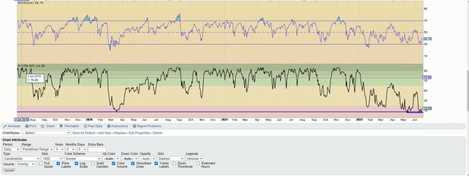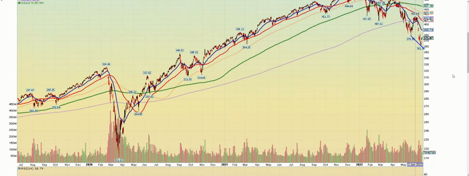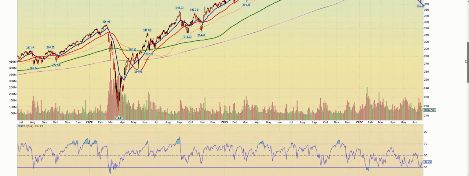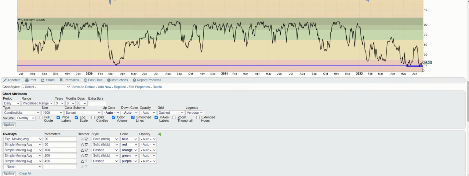But what did price do up here? It's making a lower low. So the Chande trend meter is telling us that there's not as much momentum to the downside as there was, and we're finding support right here at the March 2020 lowest point.